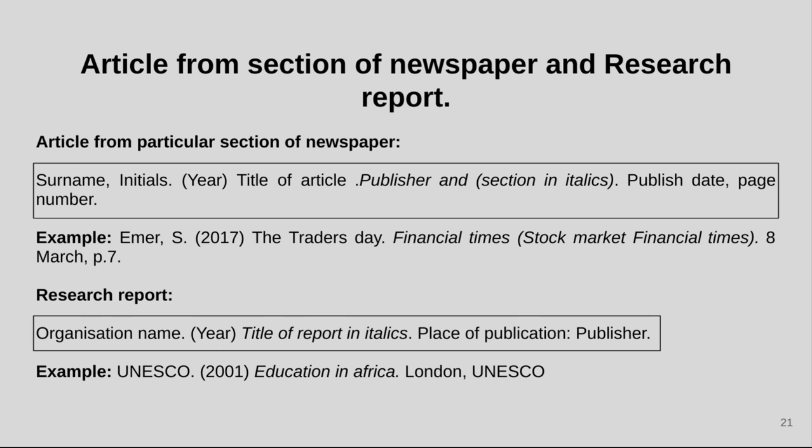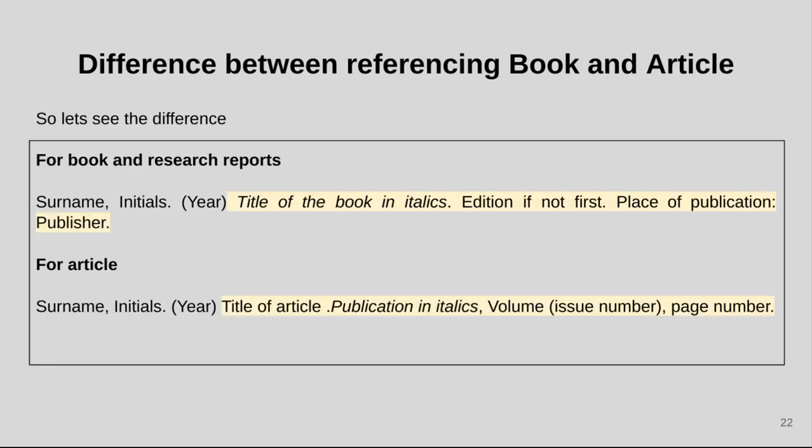Article from a section of a newspaper and research report. For an article from a particular section of a newspaper, surname, initials, year, title of article, publisher and section in italics, published date, page number. For a research report, organization name, year, title of report in italics, place of publication, publisher. Now let's see the difference between referencing a book and an article to understand it properly. For a book and research reports, surname, initials, year, title of the book in italics, edition if not first, place of publication, publisher. For an article, surname, initials, year, title of article, publication in italics, volume, issue number, page number.